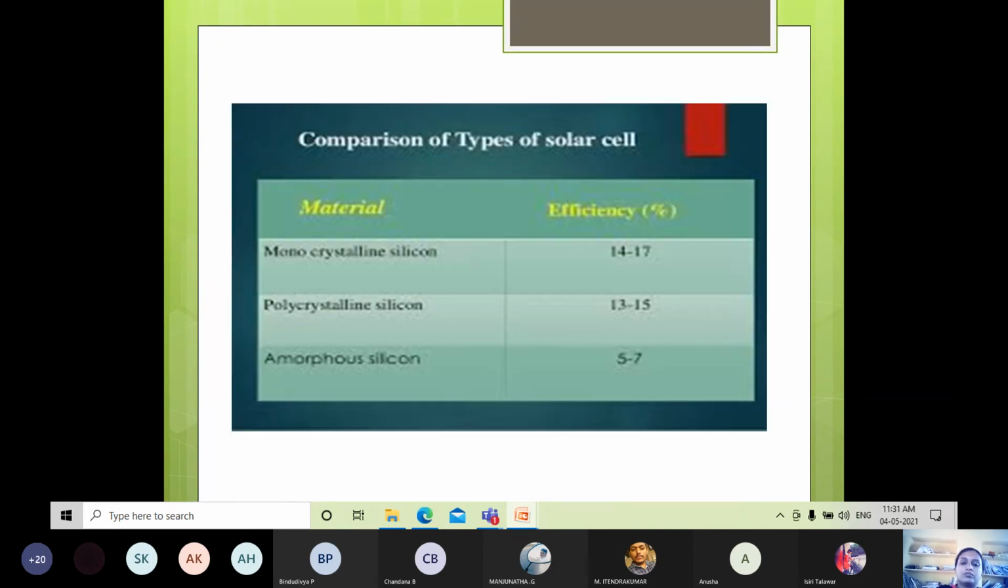In practice, this is a comparison of the types of solar cells. In the next class we shall discuss the practical solar cells. In that class I will show images of monocrystalline and polycrystalline cells and explain the differences.